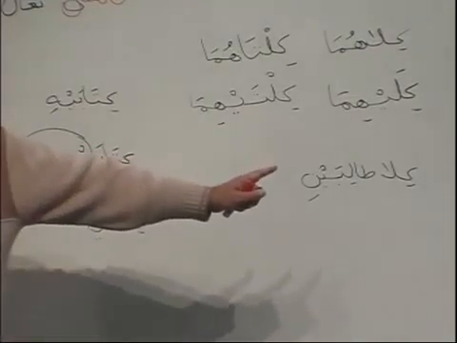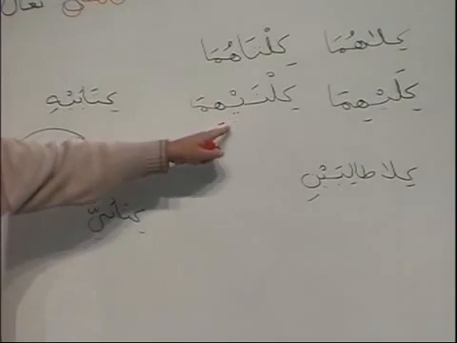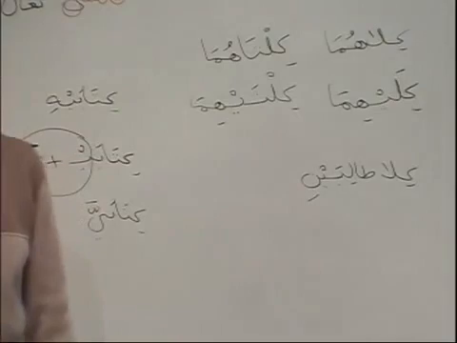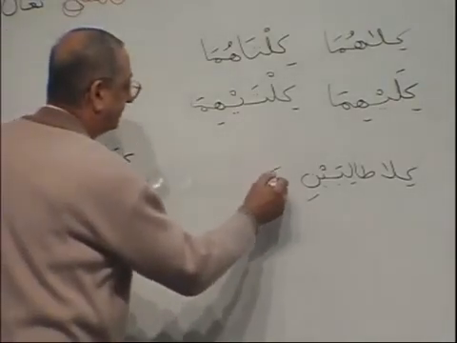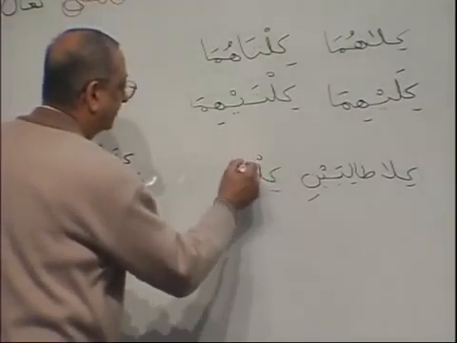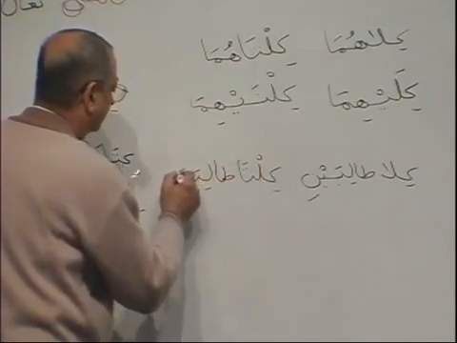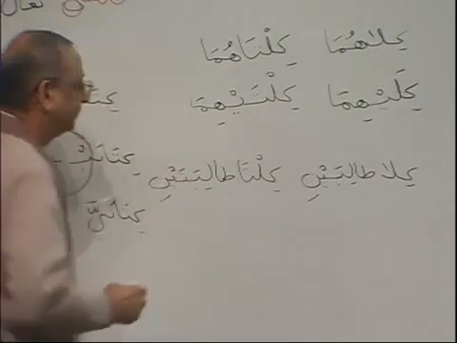Did it undergo the change? Why? Because it was Damir. Are you with me? Why? Because it was Damir. This Kila or Kilta will not undergo any change when they are mansub or majrur. Inshallah, we will try to understand it.